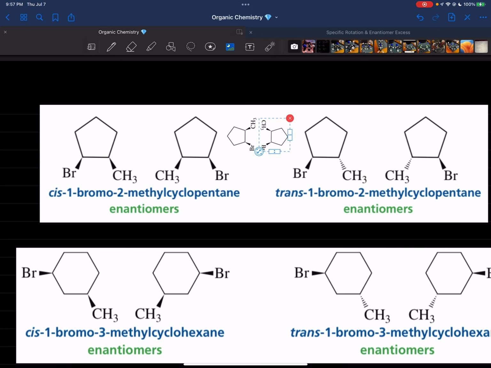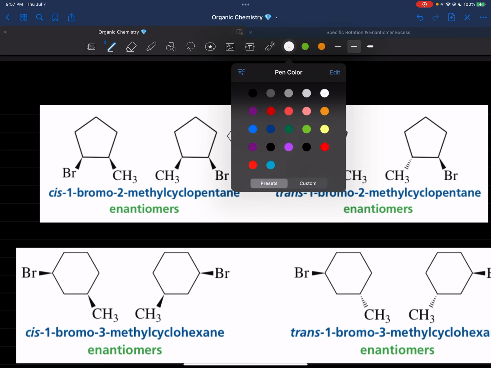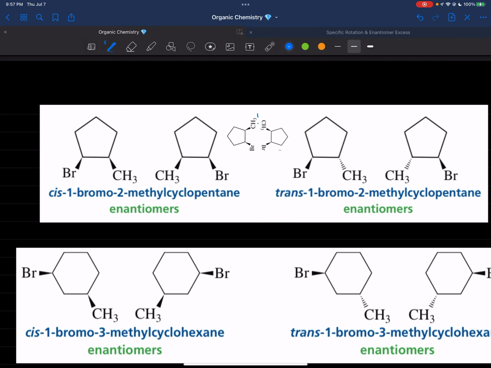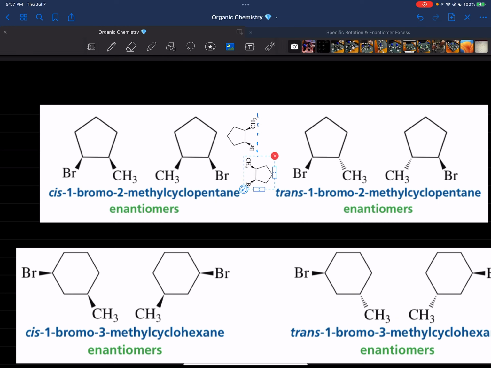And you can very clearly see that those are mirror images, right? That's clear as day. This would be your mirror here. Mirror images, but remember that they're non-superimposable images. So if I try to rotate this and bring it over this one, it's not going to match up. You have a bromine going over the methyl, and you have a methyl going over the bromine.